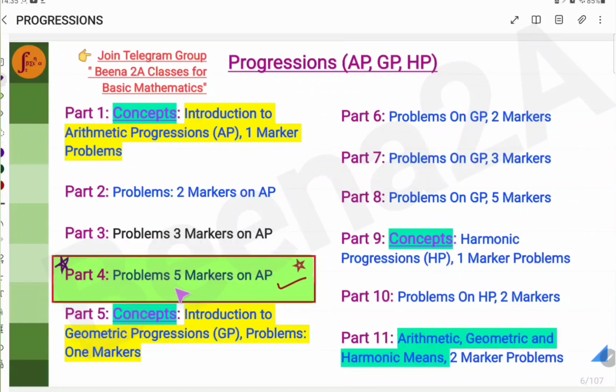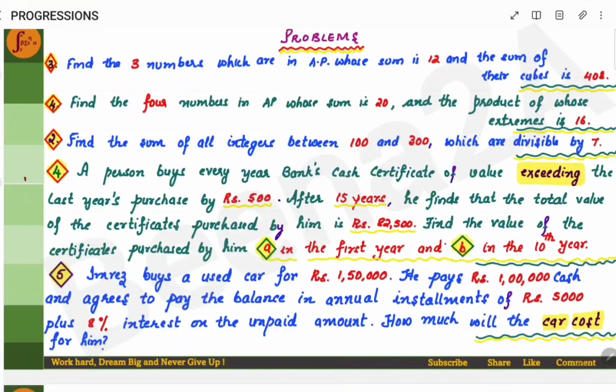Hi everyone, in this video we'll go through a few problems on arithmetic progressions. We will cover these two problems in this video.